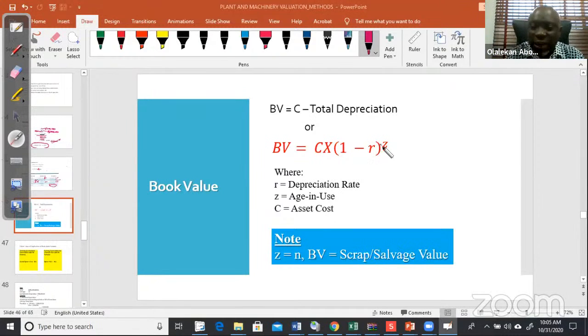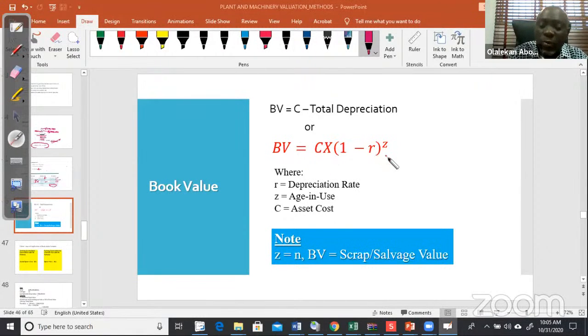Now, when your Z represents age in use, the effective age of the asset, for how long has it been in use? That is Z. You can see I didn't put N here. So if you have Z that is age in use, this formula will give you book value.